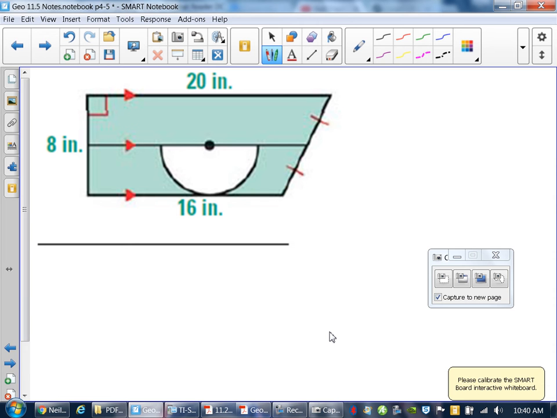All right. Now, this one, as we said, things start to get a little bit goofier as you get into these. Now, what's the large shape? It's a trapezoid. What's cut out of it? A half a circle. What do we call a half a circle? So what do you think the area of a semicircle would be? Half of pi r squared.